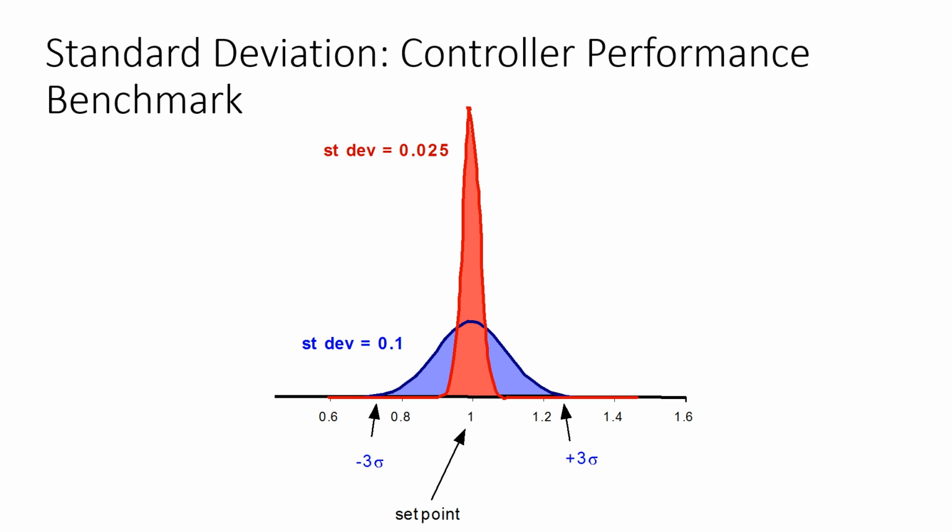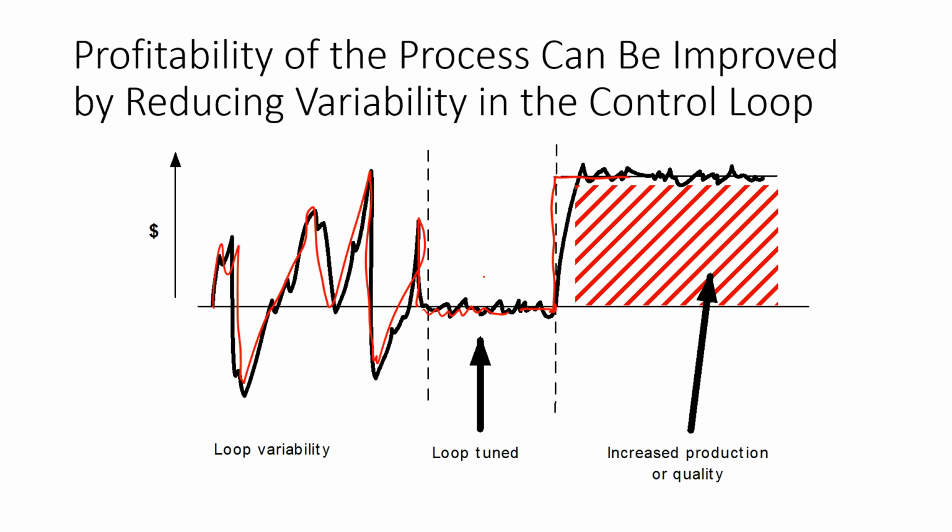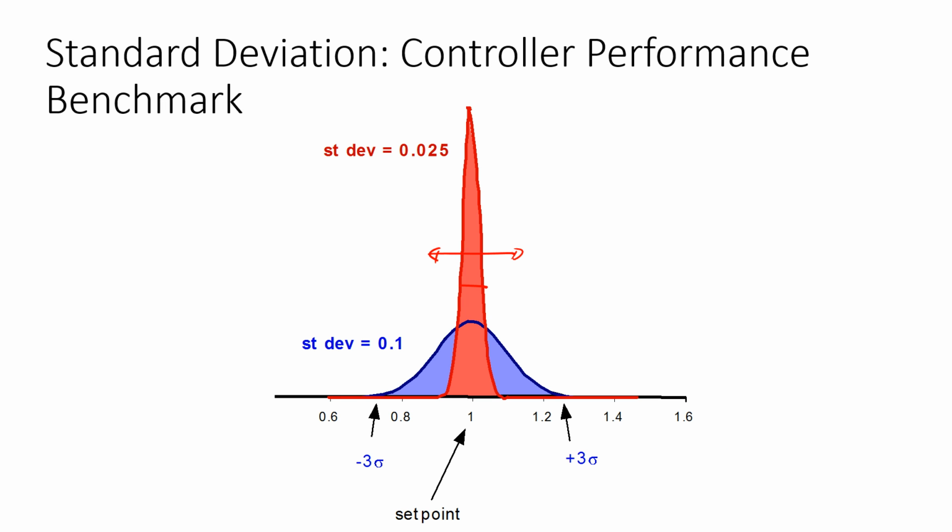Okay, so what we want to see with controller performance, and we're going to be talking a little bit more about what defines good control performance, but one of the things that we can do is relate the width of this standard deviation around a set point. And as the standard deviation shrinks, then we say that we have tighter control.